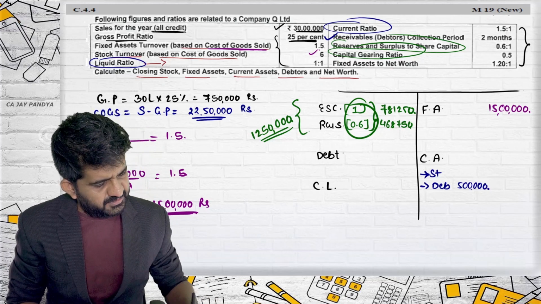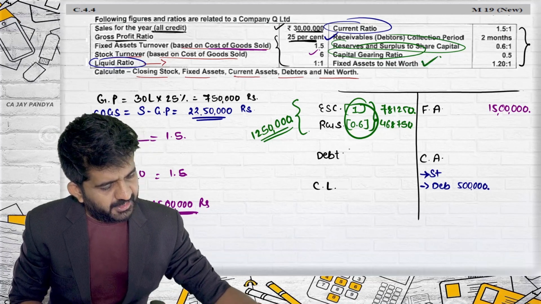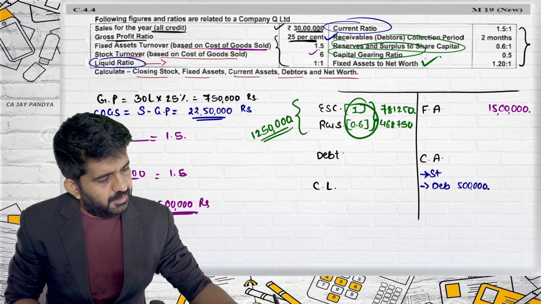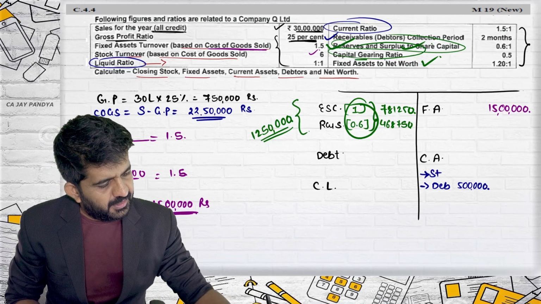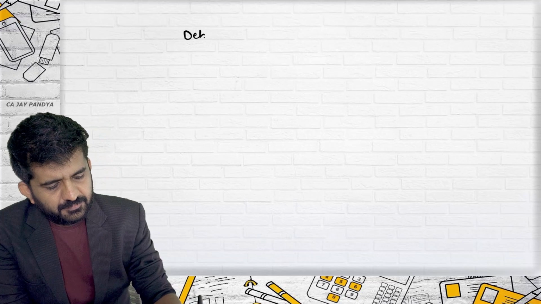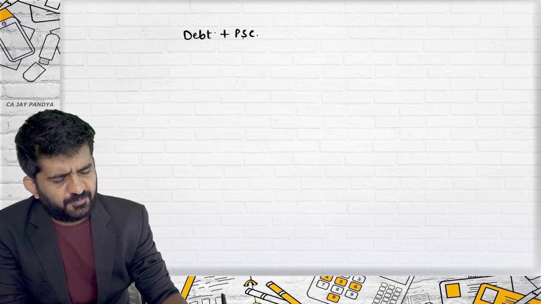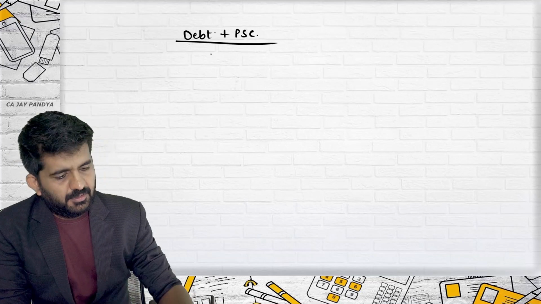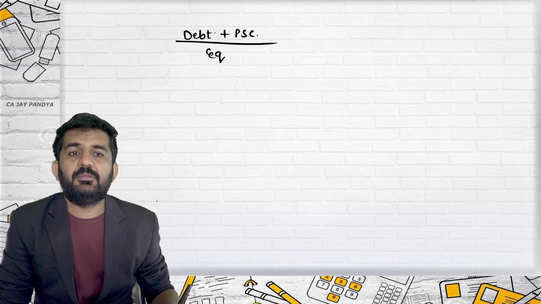Closing stock, fixed asset, but we still have n number of points to be covered. Yes, fixed asset to net worth we have covered. Reserves and surplus to share capital we have covered. Capital gearing ratio. See, what is capital gearing ratio? It is debt plus preference share capital divided by equity.